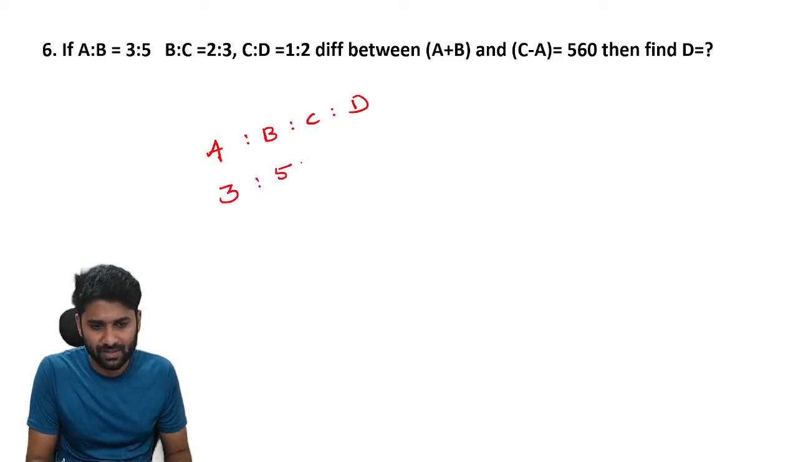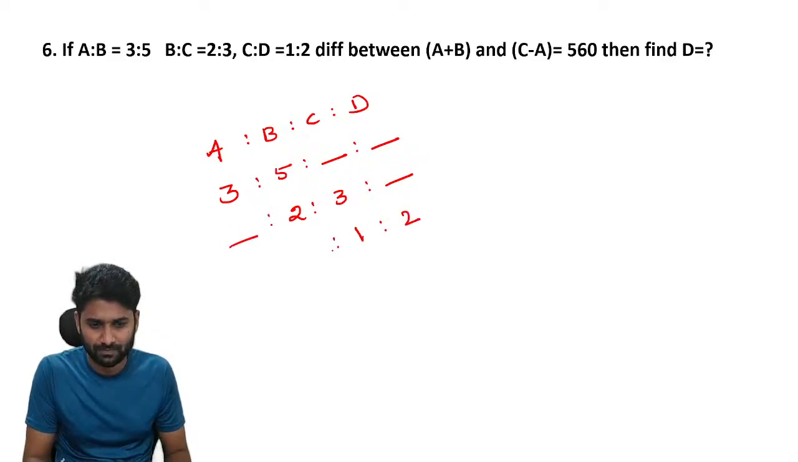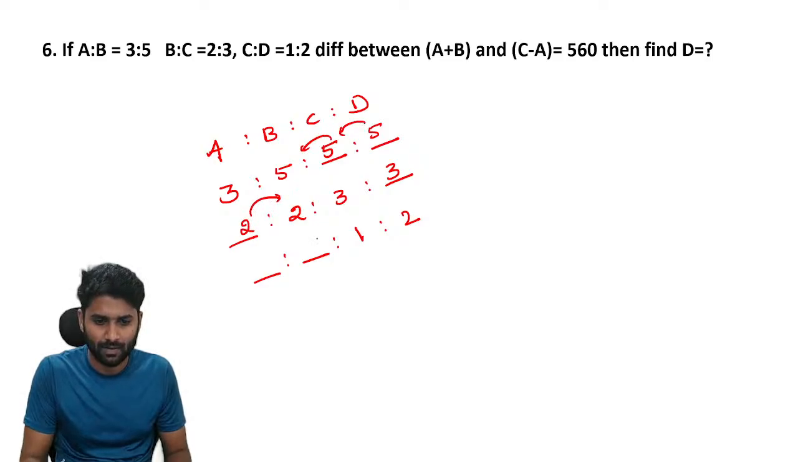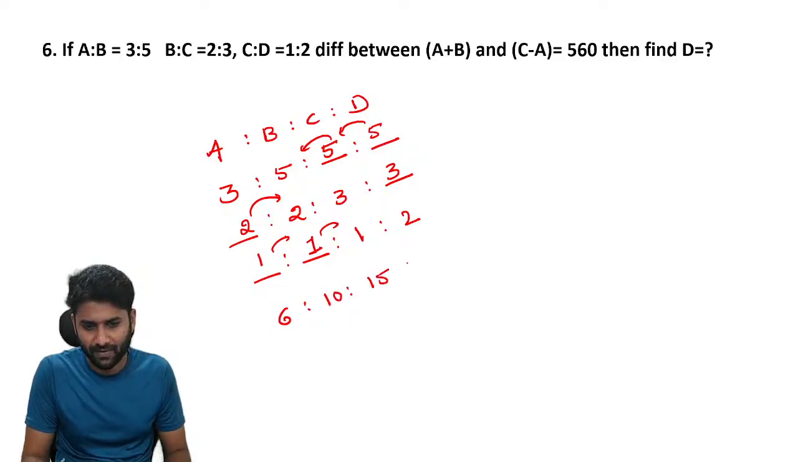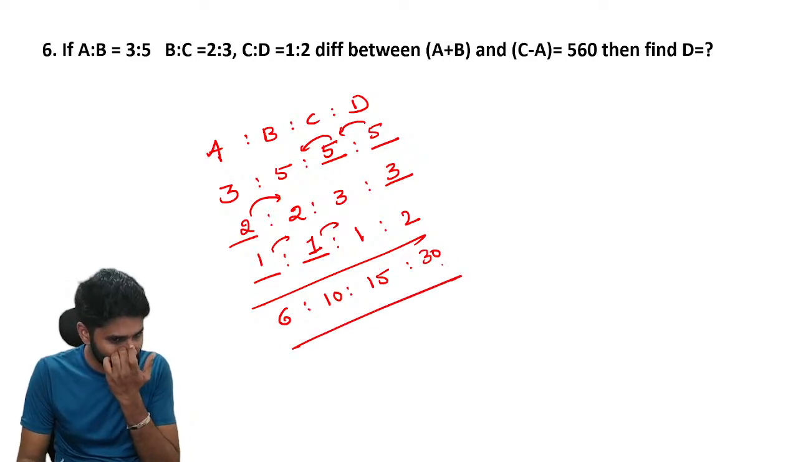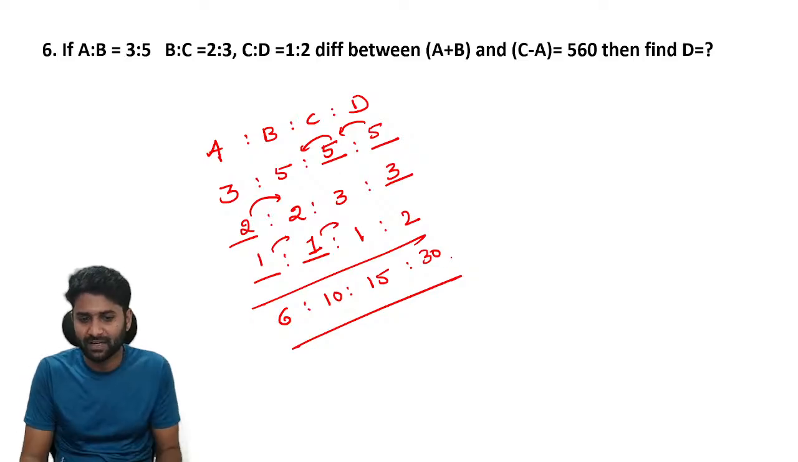A is to B is 3 is to 5. B is to C is 2 is to 3. C is to D is 1 is to 2. And replace with the previous numbers 5, 5, 3, 2. Now here it is a 1. So finally 6 units, 10 units, 15 units, 30 units. This is the final ratio. Let us assume that A is 6, B is 10, C is 15 and D is 30.